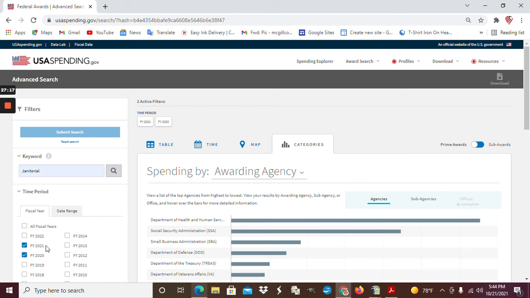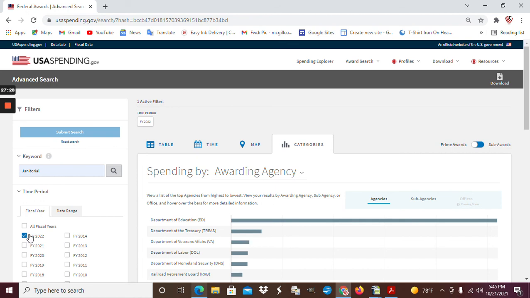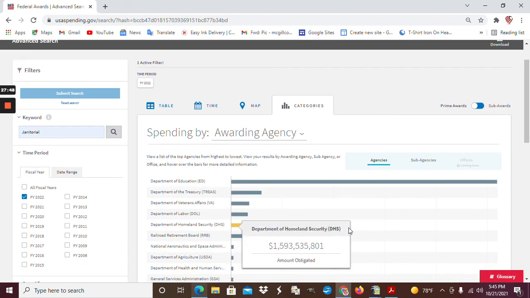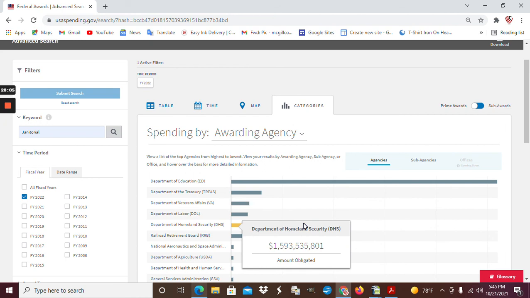Let me see here. As you see, this is for 2022. This is the fiscal year for 2022. $25 billion has already been set aside for the Department of Education for janitorial. Nine times out of 10, that's going to be because of the schools. Kids have got to go to school, stuff like that. So just to give you a heads up of where the money is headed right now for 2022, the Department of Education is sitting at $25 billion.